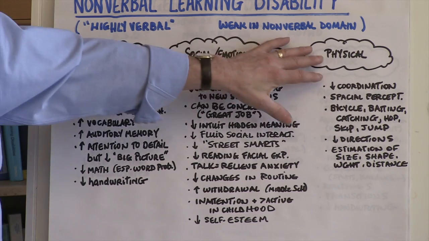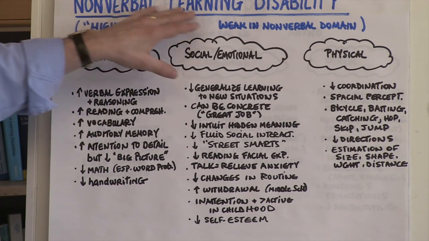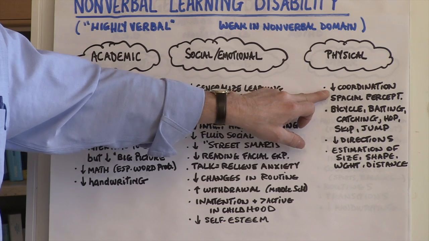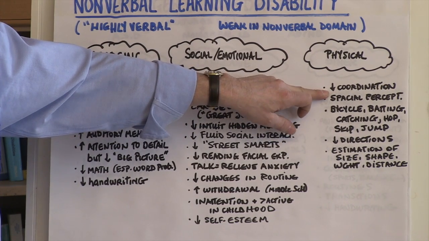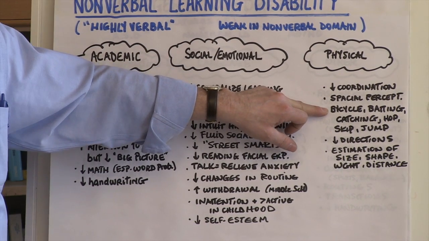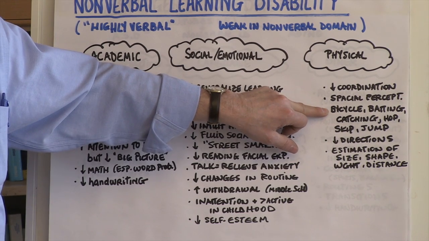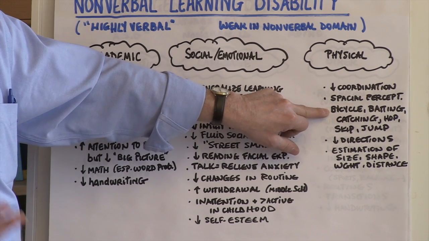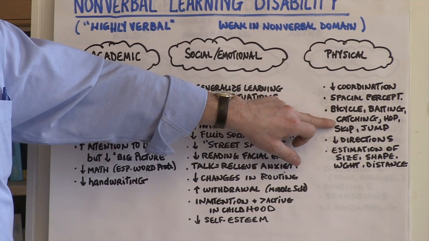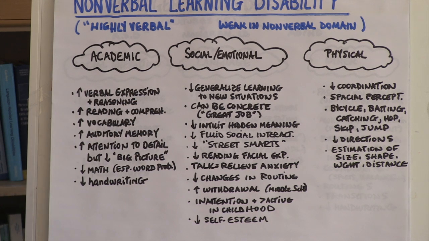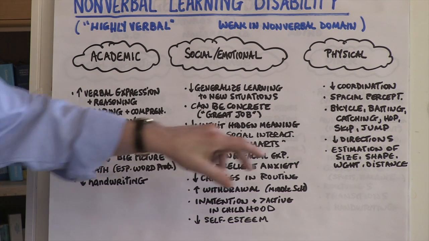In the physical domain, individuals with nonverbal learning disabilities often show signs of poor coordination. They're kids who have difficulty learning to ride a bicycle, being able to coordinate their movements, to play baseball, to swing a bat appropriately and hit the ball as it's being pitched from a distance, their ability to catch a ball or to do hopping, skipping, and jumping. These are areas of difficulty for many children with nonverbal learning disabilities.